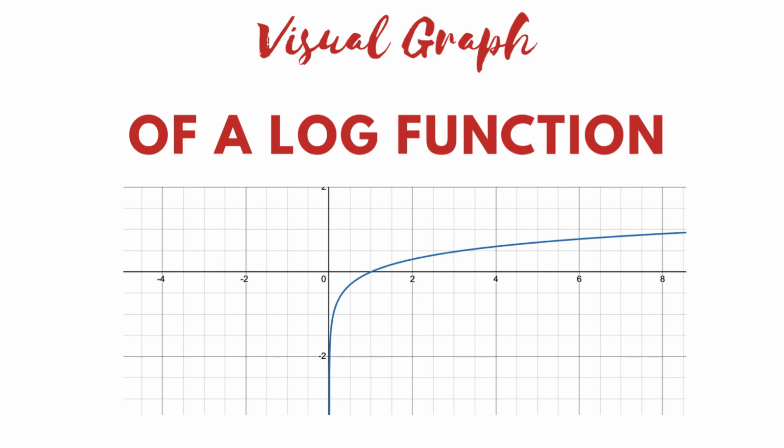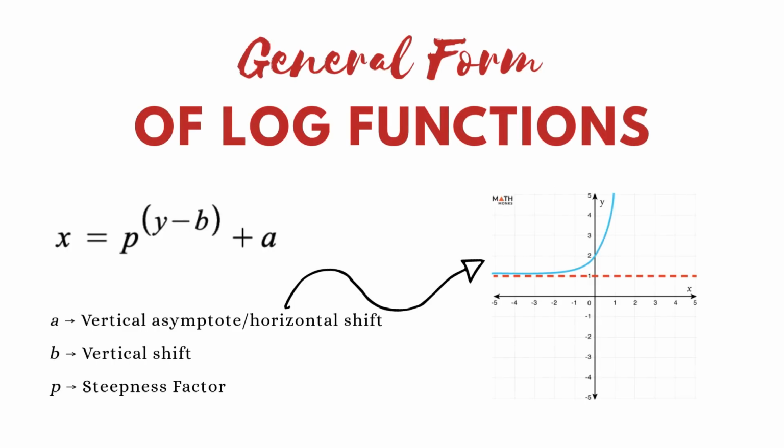And we can see there is a vertical asymptote at x is equal to 0. So this is the general form of log functions, which is x is equal to p to the power of y minus b plus a. Now, as you can see, there is no log over here, but later on I'm going to show you how this is the same as another way we can write this where we do have the log.